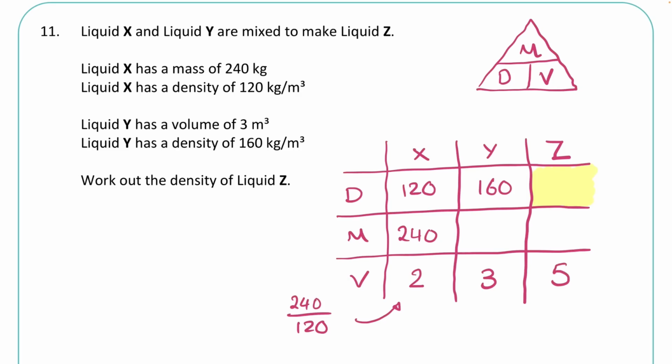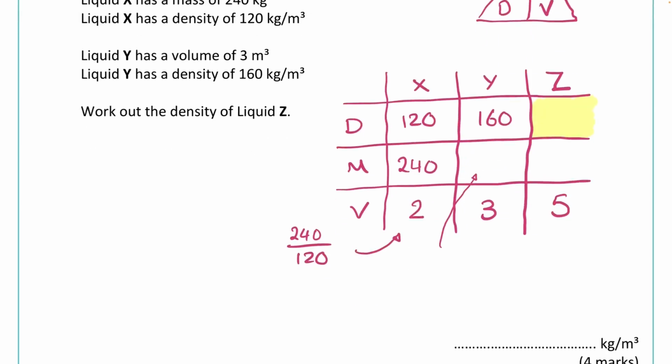For the mass of Y, that's density times volume, if you cover up your m in your formula triangle or rearrange your formula. So for this box just here, we want to do the 160 density times the volume of 3. Obviously take our time to work that out. We could just add together 3 of them. There we go, 0, 6, 12, 18, and then 4, so 480.